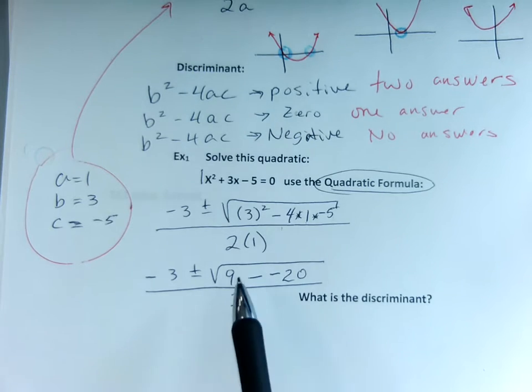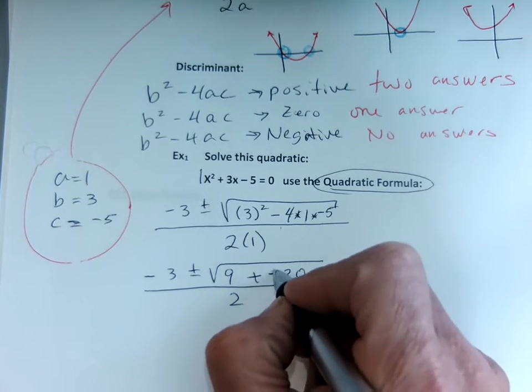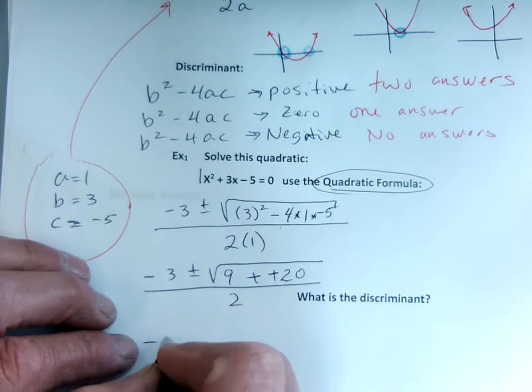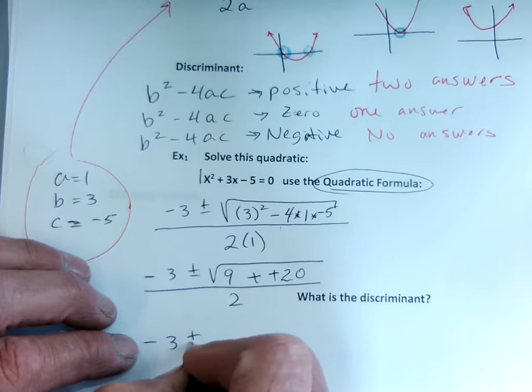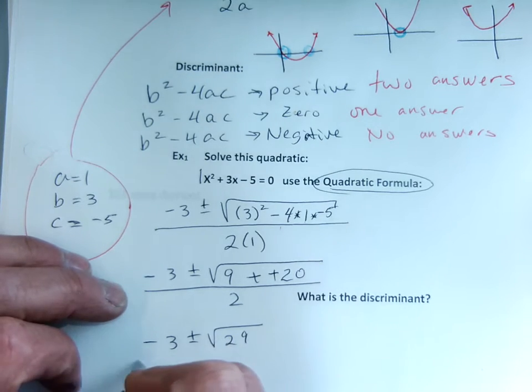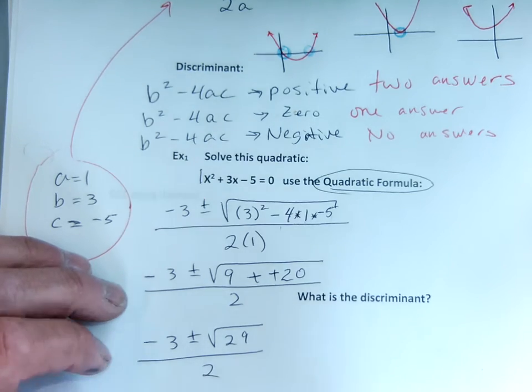I got a double negative because I got the subtract 4 times 1 times negative 5. Okay, 3 squared is 9. Now double negative, I'll make that plus. You guys agree with that? Double negative, we get a plus. So let's keep going. I got negative 3 plus or minus the square root of 29 all over 2.